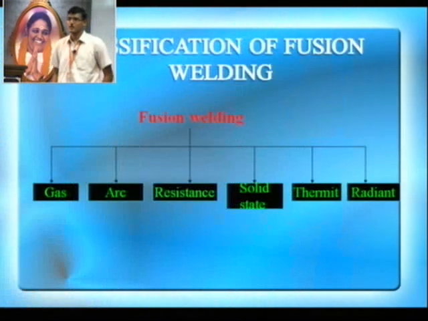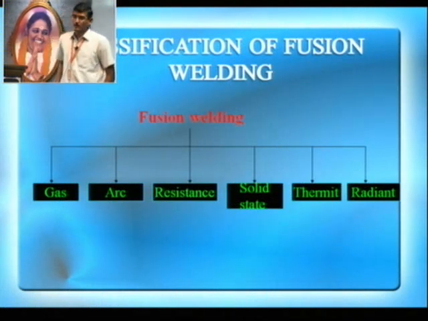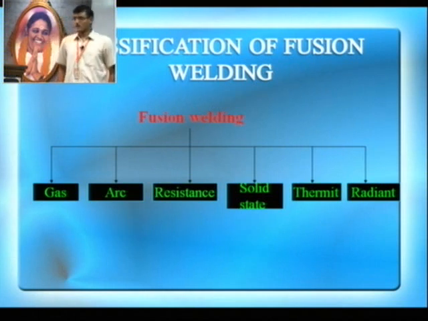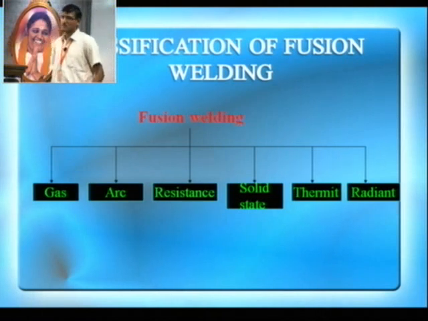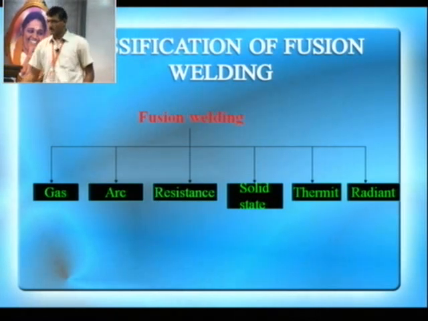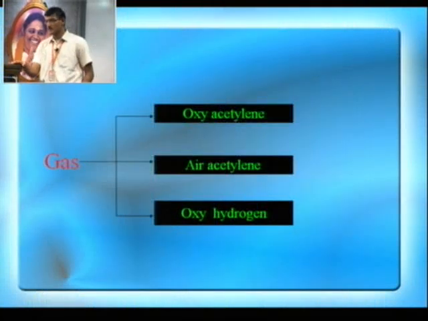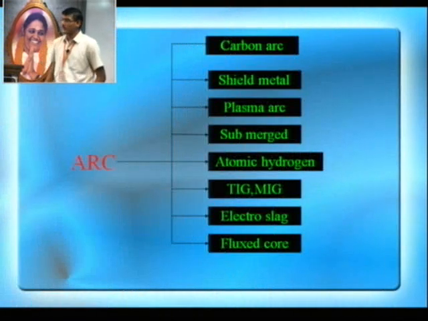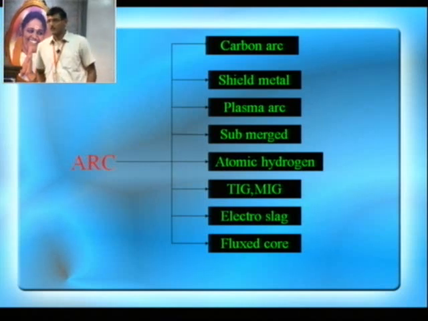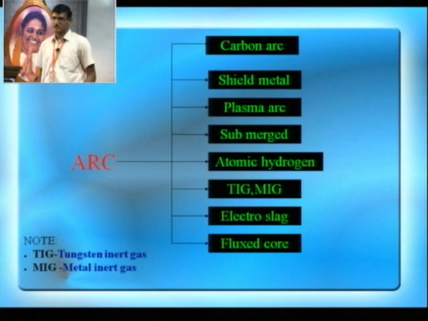Classification of fusion welding. Fusion welding is classified into 6 types, and these are again divided further: gas, arc, resistance, solid state, thermite, and radiant. Gas welding is again classified into 3 types: oxyacetylene, air acetylene, and oxyhydrogen. Arc is classified into carbon arc, shielded metal, plasma arc, submerged, atomic hydrogen, TIG, MIG, electroslag, and fluxcored. TIG and MIG are tungsten inert gas and metal inert gas.